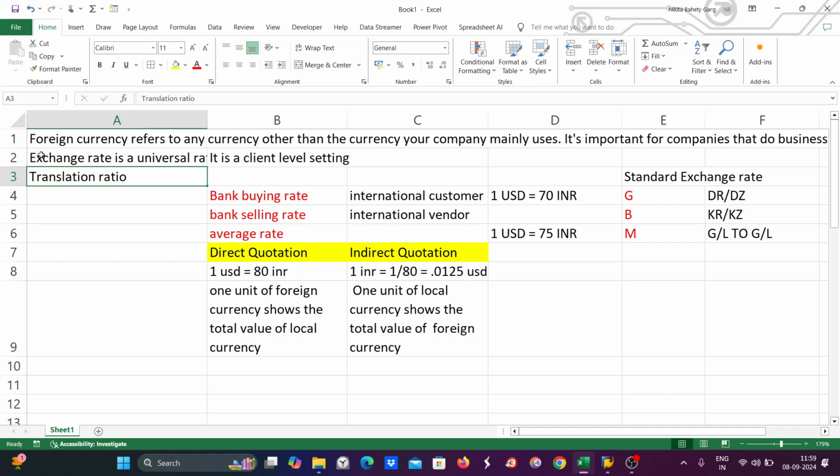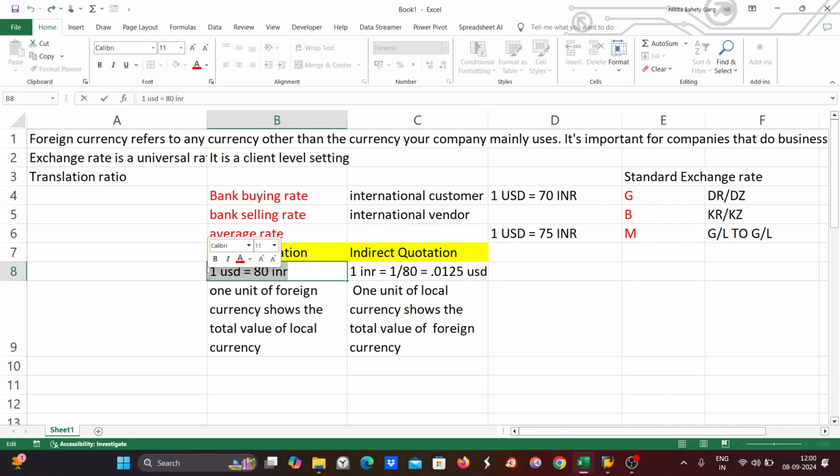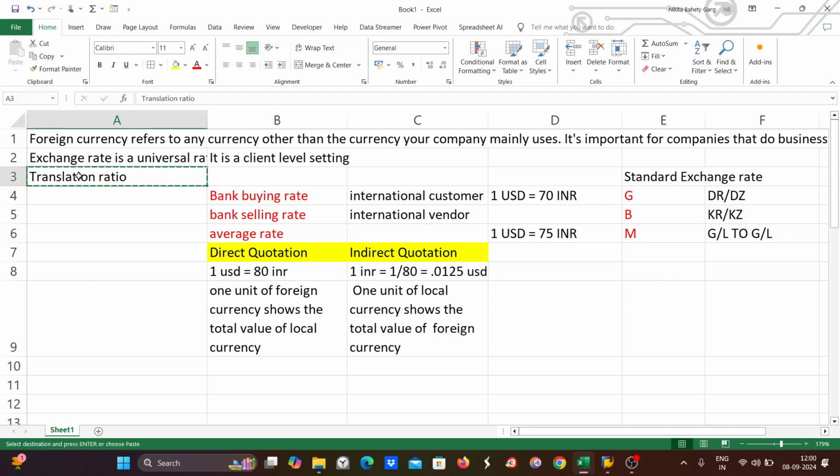Fine. If I'm using a particular rate as $1 say 80 INR, this will be the rate used by any other user. So we have to maintain it, and even bank buying rate, selling rate, average rate is done. If no rate is mentioned, SAP will automatically take the average rate. Fine. And the only thing pending was translation ratio.